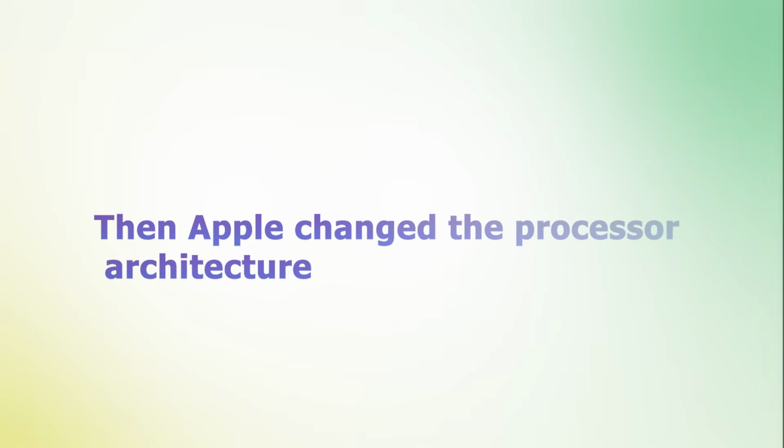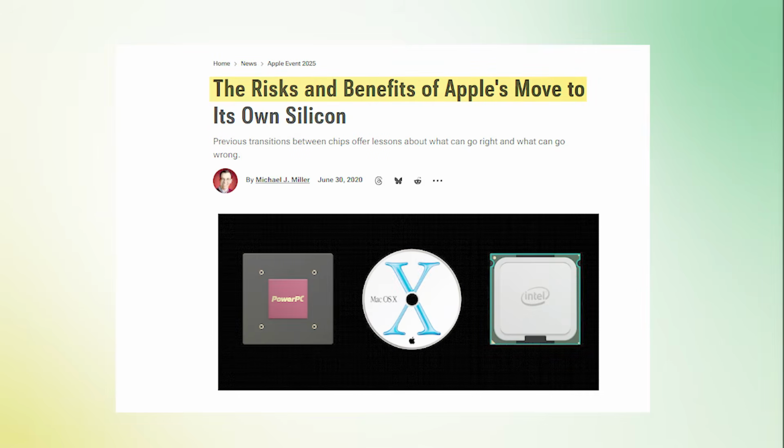Then Apple changed the processor architecture. In 2020, Apple started moving Macs away from Intel processors to their own custom-designed chips, called Apple Silicon.